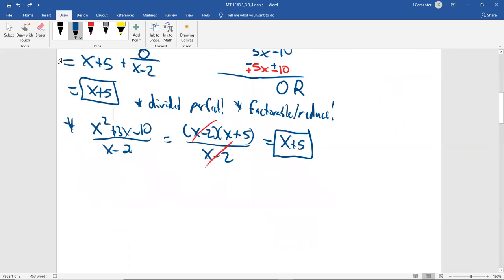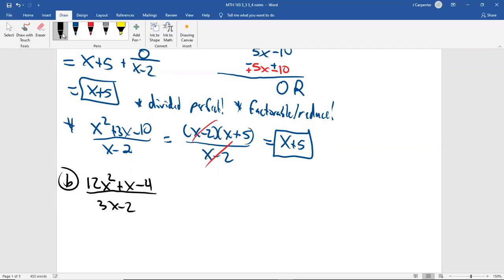All right. B. Let's go with 12x squared plus x minus 4, all divided by 3x minus 2. So, our bottom is 3x minus 2.